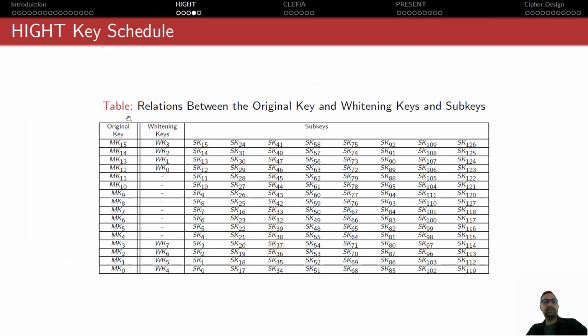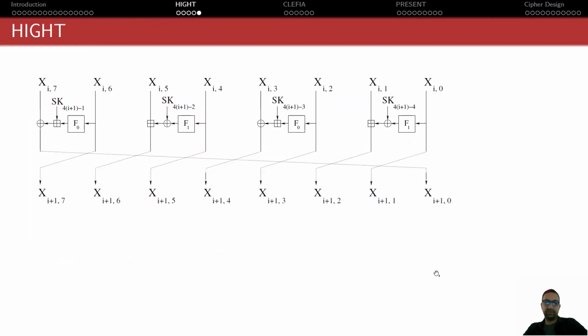We realized that the original key consists of 16 bytes, as you can see from MK0 to MK15. And the key schedule actually makes small operations on these bytes to produce subkeys. So this table tells you that if you know the value of MK0, the first byte or the last byte, depending on how you number it, this means that you also know this whitening key and these subkeys. So during the attack, instead of trying to guess both of these bytes, you try to guess this one and obtain the whole row. This actually helped us a lot to break the cipher faster.